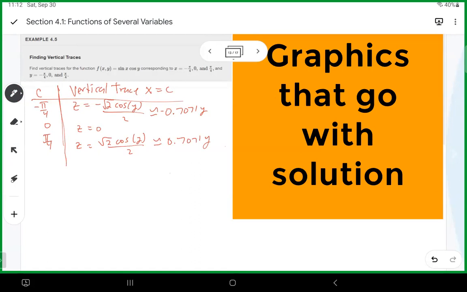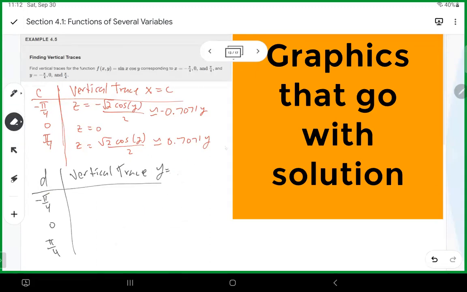So those are the vertical traces parallel to the yz plane for the function f(x, y) = sine x cosine y. In a similar fashion, we will also do the y. So we'll do d as negative pi over 4, 0, and pi over 4. And we're going to do the vertical trace for y equals d, not c.